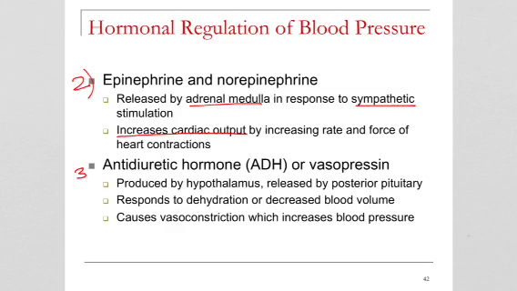Number 3 is ADH, antidiuretic hormone, also called vasopressin. It is produced by the hypothalamus, released by the posterior pituitary, and it will respond to dehydration. That's the starting point, or decreased blood volume. So what will happen in response to this? We will have vasoconstriction, which will increase blood pressure.